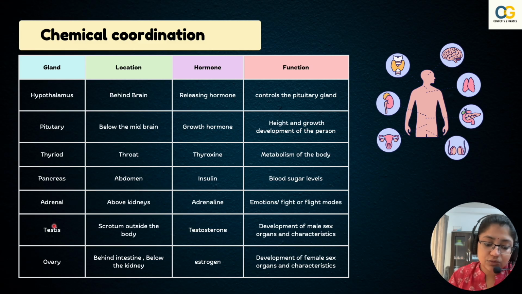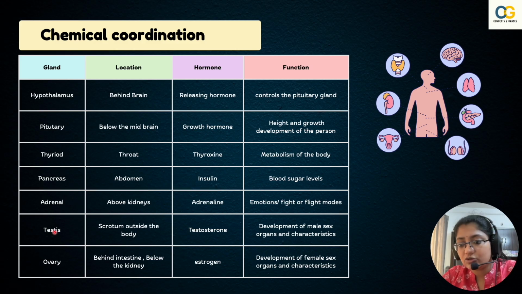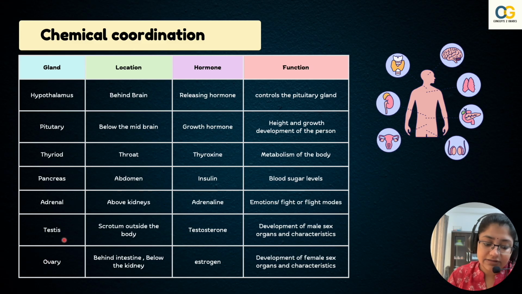The next two endocrine glands are present in either males or females. So the males have testis, which is an endocrine gland, and it is present in the scrotum outside the body. It releases testosterone, which develops the male sex organ and its characteristics, like all those male features, the beard, the hair on the body, all of those things are with the help of testosterone, which is produced inside the testis gland, which is present in males.